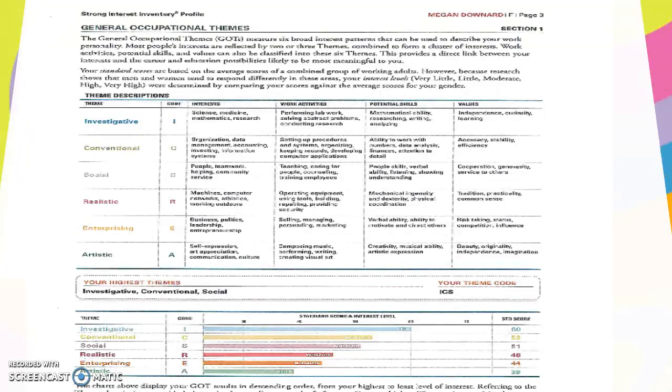You want to make note of your code, which will be on the far right area. It will say ICS. This is what we call your Holland code.